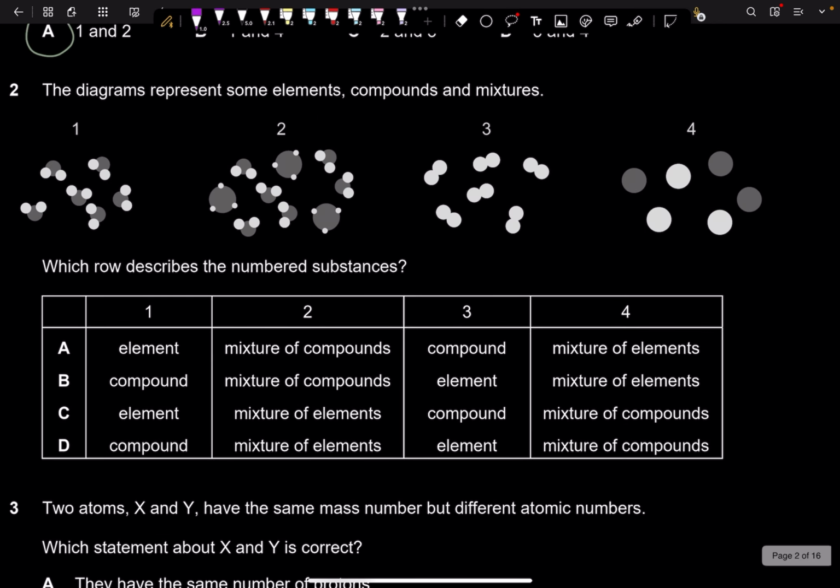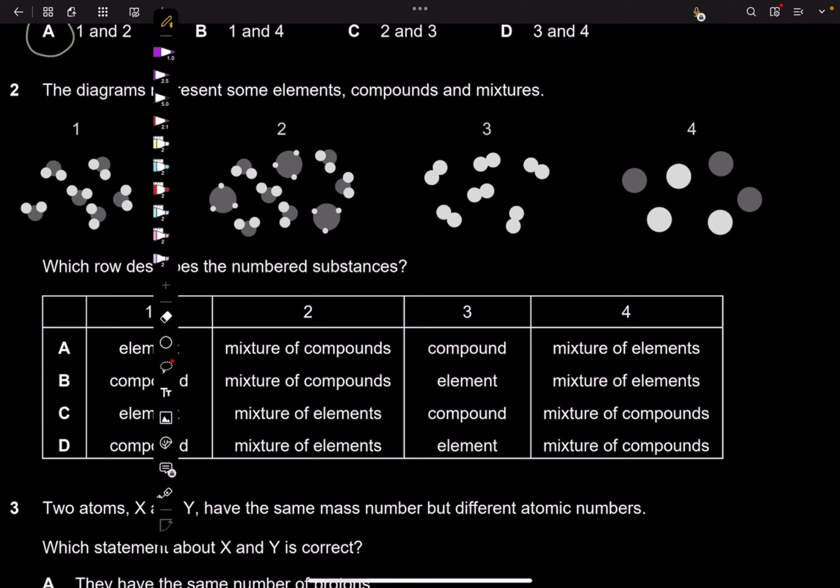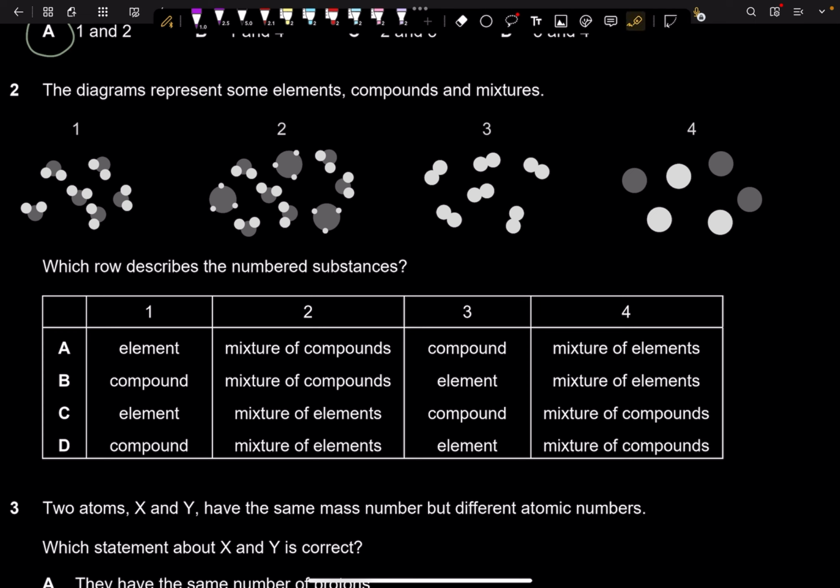Let's move on to second question, which says that the diagrams represent some elements, compounds, and mixtures. We have a group of elements, compounds, and mixtures. Look at each diagram very carefully. It will tell you either you have an element, a compound, or a mixture.